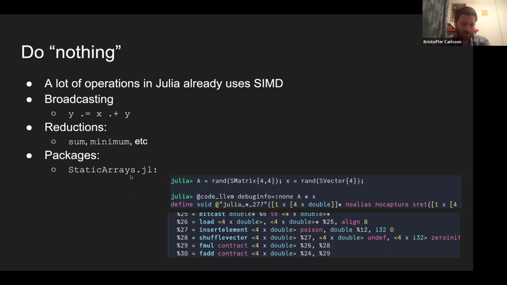So here I have an example from StaticArrays, which is a very good package if you're dealing with matrices or vectors which are kind of small, maybe smaller than 8 or something like that. So here I create a static matrix, which is of known size 4x4 from the compiler's point of view, and a vector here. And I look at the LLVM when I do a matrix times vector operation, and we can see here we get these 4 x double. So these are SIMD instructions being used inside this matrix multiplication. So that's pretty nice. A lot of your code probably uses SIMD already without you having to do anything.